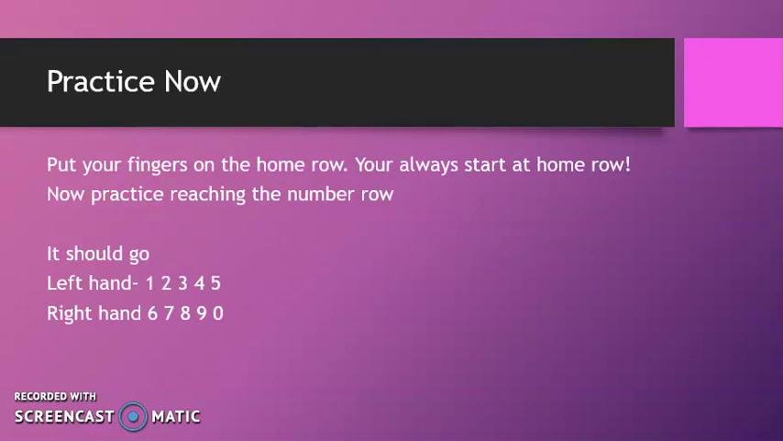Remember, you always start at home row when you're typing. And remember, on your left hand, it covers 1 through 5. And then your right hand covers 6 through 9 plus 0. There is no 10 on the keyboard, so it's 0 at the end. It's a little bit weird, but that's the way that it is arranged.